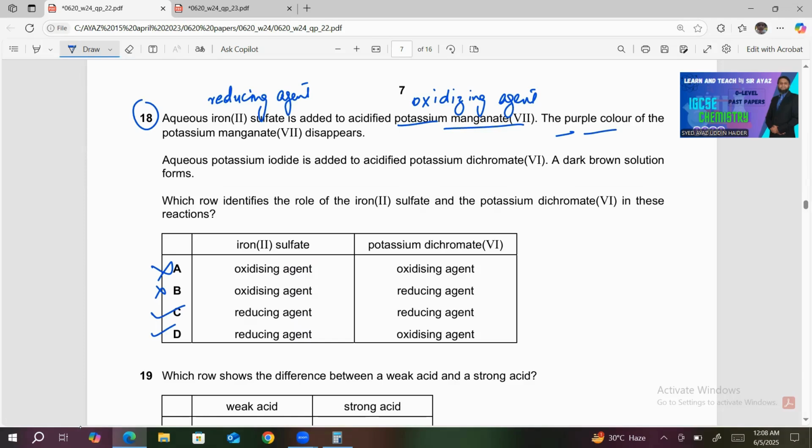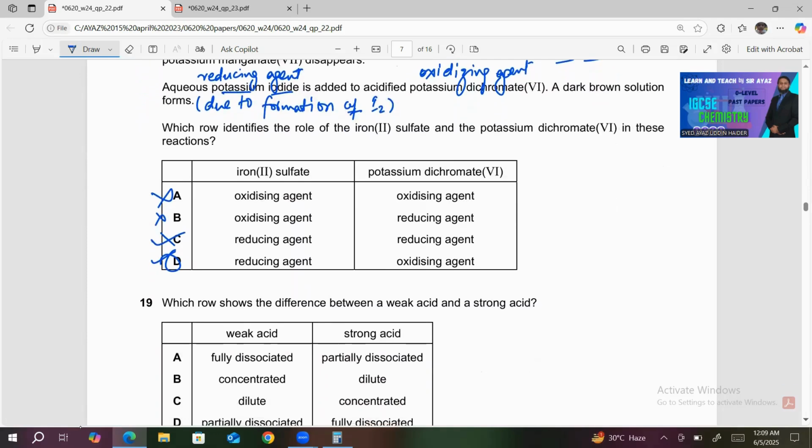What about potassium dichromate? Potassium iodide, we know it's a reducing agent. If it is reacted with an oxidizing agent, it will give a dark brown solution due to the formation of iodine, that is I2. So acidified potassium dichromate must be an oxidizing agent. So D must be the right answer in this case. C is incorrect. Moving to the next MCQ.